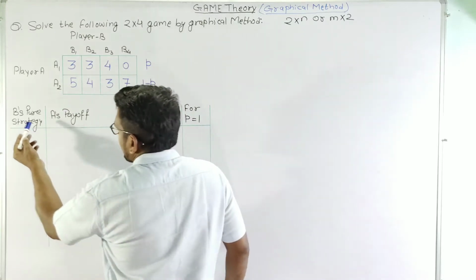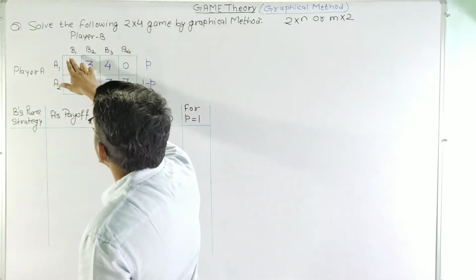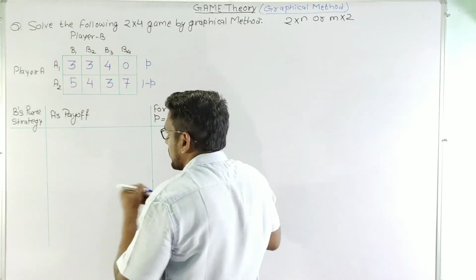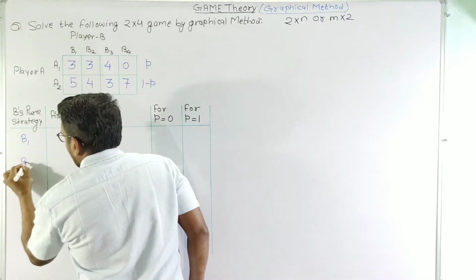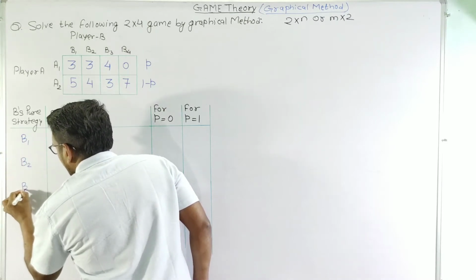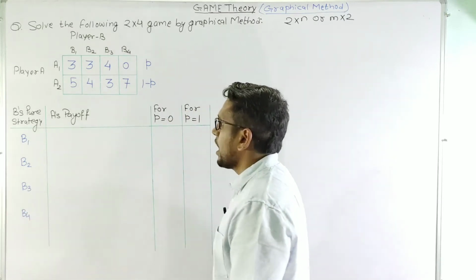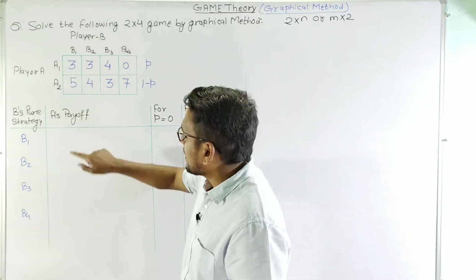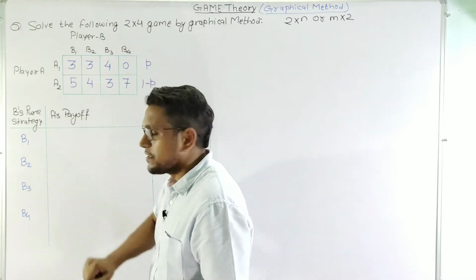The first column is B's pure strategy. We know that B has 4 strategies: B1, B2, B3 and B4. So we will write here B1, B2, B3 and B4. Now we need to find out A's expected payoff for these pure strategies.